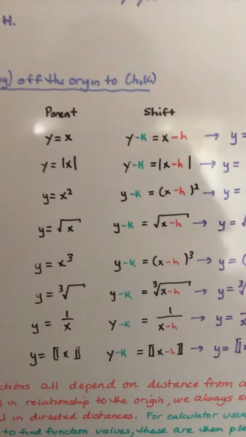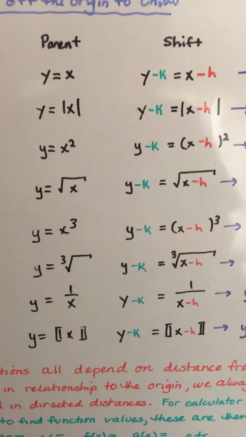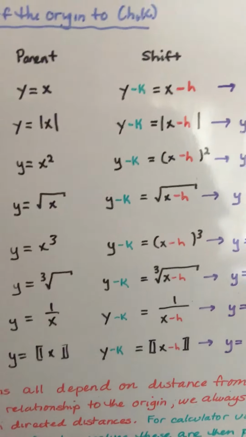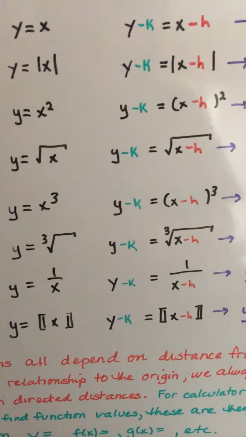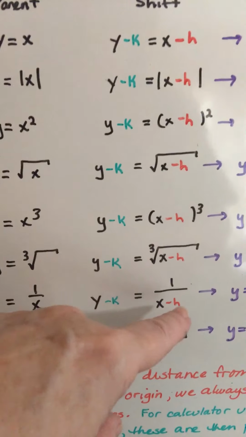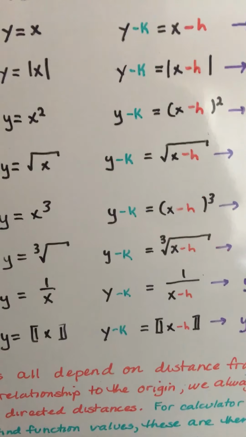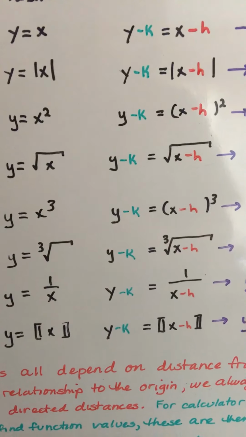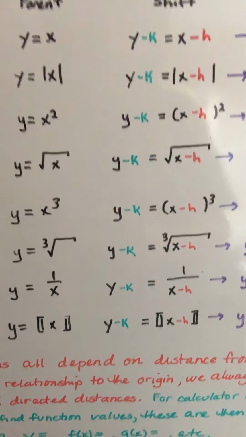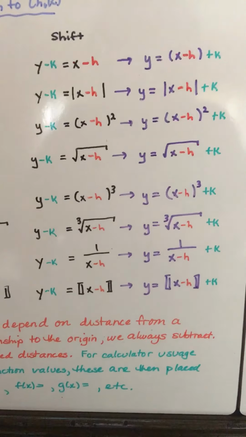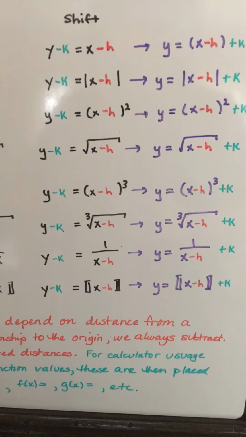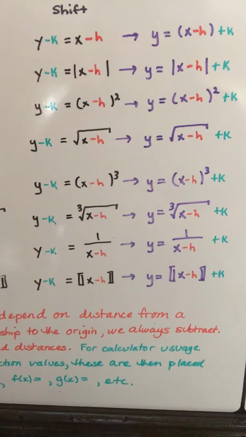For your square root function, you can see this is what it looks like. Your cube root function, your reciprocal function. Always where the x is, you subtract the h, no matter where the crazy location is. And when I put it in the form that they tell you to memorize or learn, notice it's always got the plus k.